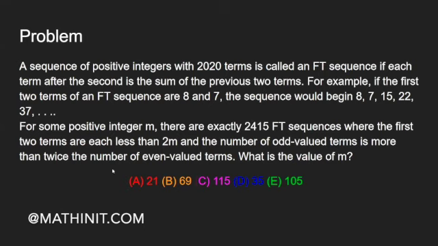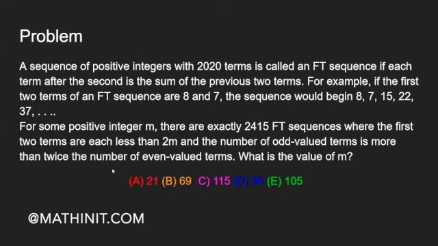So there are 5 answers here. You have 21, 69, 115, 35, and 105. So the solution. There are four possible sequence combinations for the FT sequence.